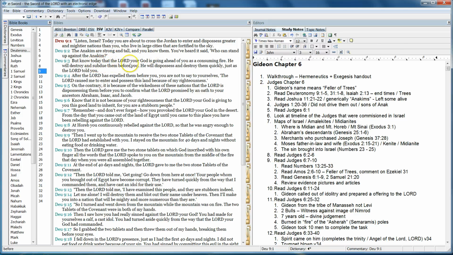But know today that the Lord your God is going ahead of you as a consuming fire. He will destroy and subdue them before you. He will dispossess and destroy them quickly, just as the Lord told you.